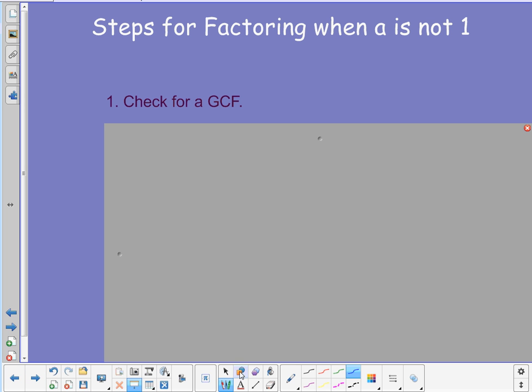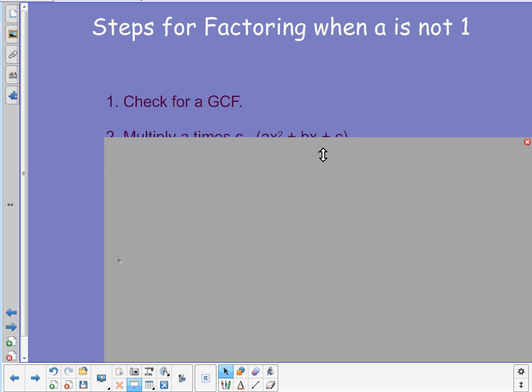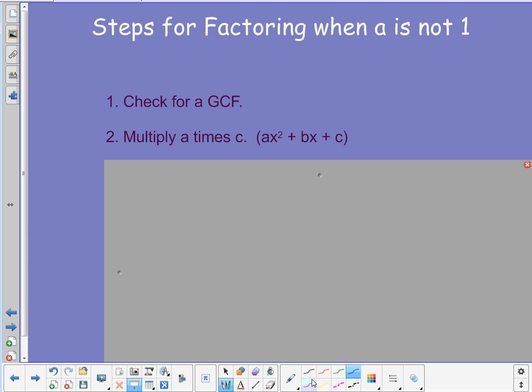The first thing that I want to do is check for a GCF. So I'm going to look at all the terms and see if there's something I can take out of all of them that's a GCF to pull out. After I do that, I need to multiply a times c. This is my general form of a trinomial, and we learned this a while ago: ax squared plus bx plus c. So I'm going to take the first term times the last term.